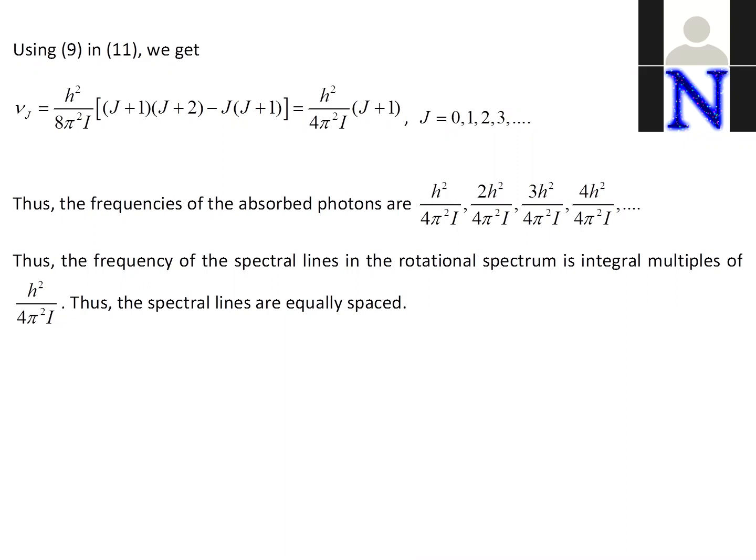Clearly I can say that these lines, 1 times, 2 times, 3 times, 4 times, are equally spaced. Therefore the spectral lines in the absorption spectrum of rotational molecules are equally spaced. Although the rotational energy levels are unequally spaced, the spectral lines are equally spaced, because it comes as 1 times, 2 times, 3 times, 4 times. Take any difference and you get 1 times h divided by 4 pi square I. Okay.